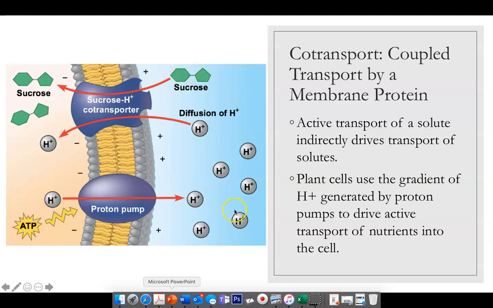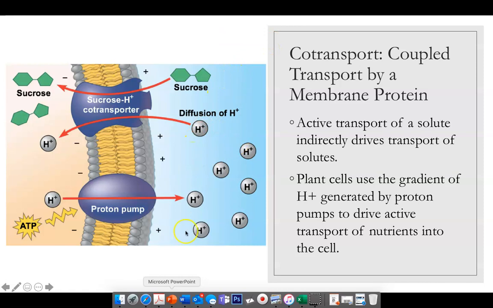So what's happening with the proton pump? The proton pump is the active transport mechanism. It is going to continue to pump protons from an area of low concentration to high concentration, which keeps a concentration gradient of high to low, right? And the natural tendency is to move from high to low. So these hydrogen ions, or these protons, are going to move back into the cell from the high concentration to the low concentration through the co-transporter. In doing so, they also help to carry sucrose across the membrane.